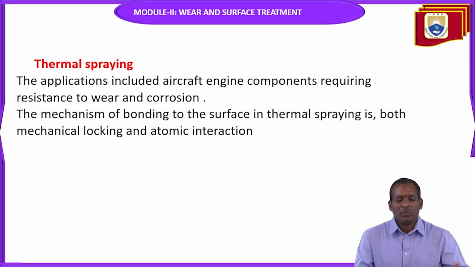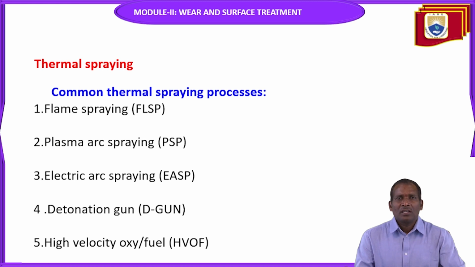The applications include aircraft engine components, requiring resistance to wear and corrosion. Aircraft components are always required to resist wear and corrosion. For those applications, this type of spraying is applicable. The mechanism of bonding to the surface in thermal spraying is both mechanical locking and atomic interaction. There are many methods.